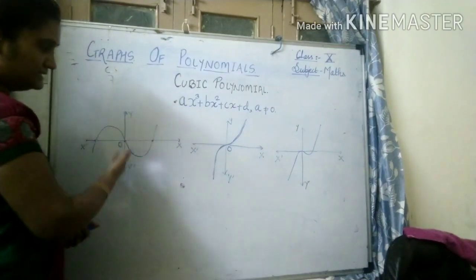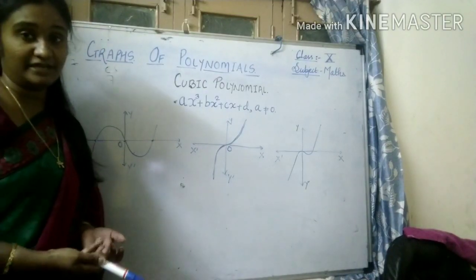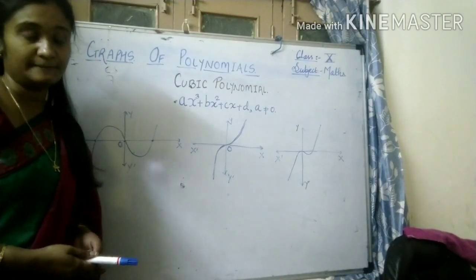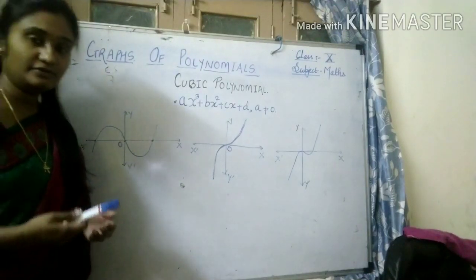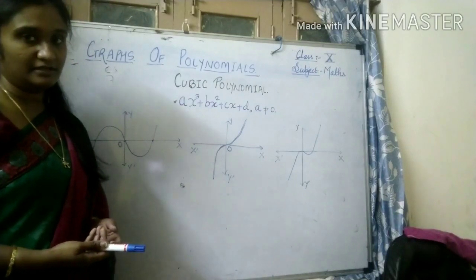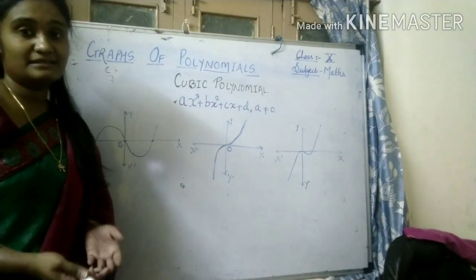But as you can see, I have drawn three different varieties of graph which can be obtained when you plot cubic polynomials. So here, let's see what these three different cases are all about. If you remember the quadratic polynomial graph plotting which I told you earlier, the number of zeros at the most is 2.